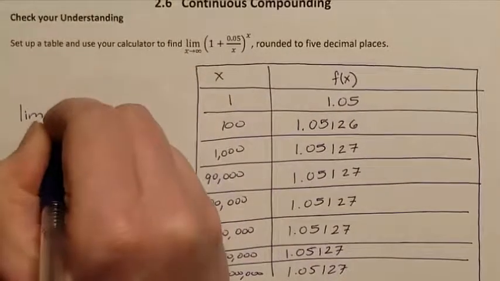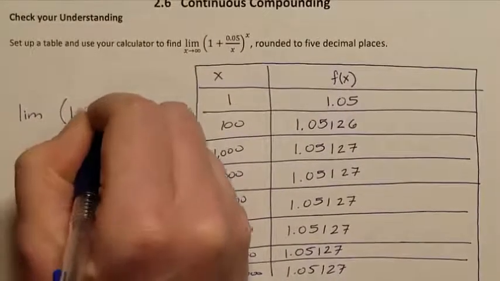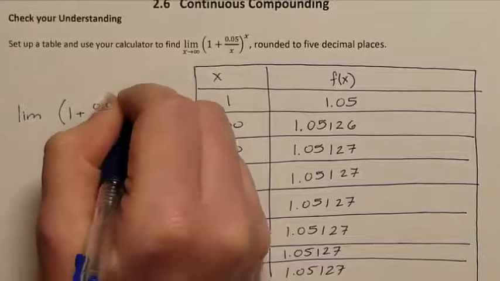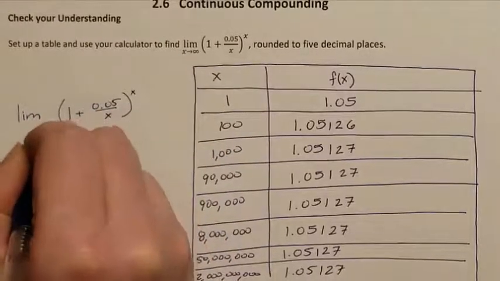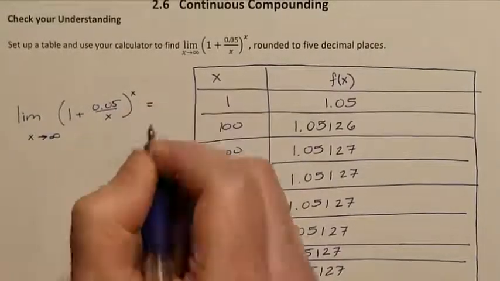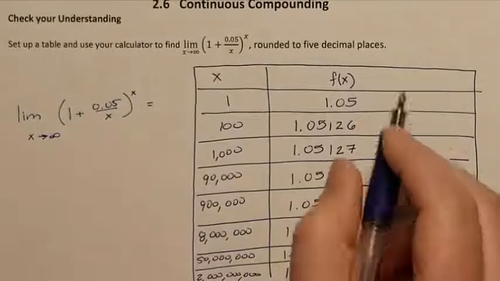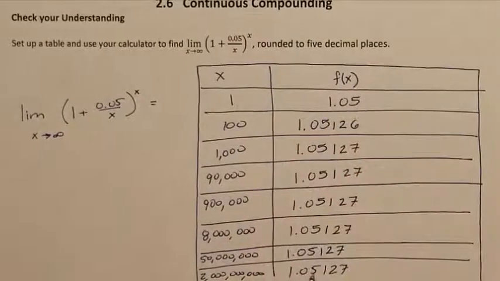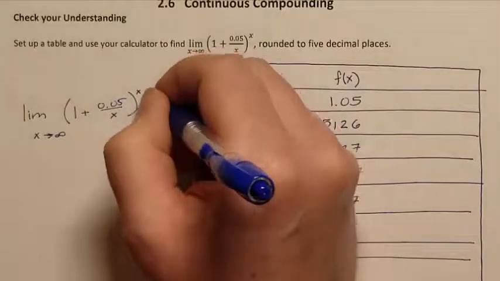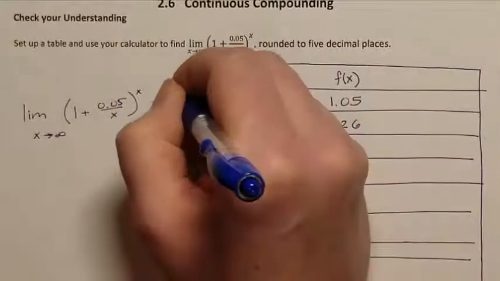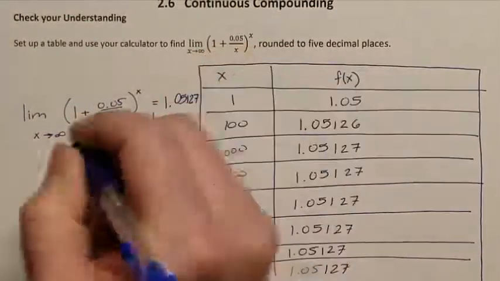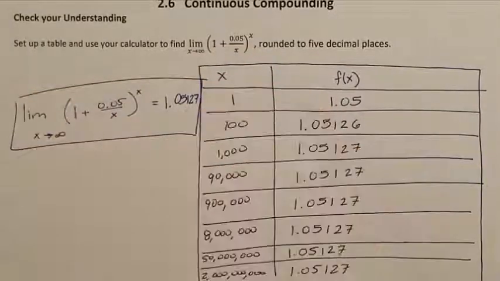So the limit of this answer right here, as our x's kept getting larger and larger, of course, to infinity, we kept getting this. It said 5 decimal places. 1, 2, 3, 4, 5. Just happened to be my calculator stopped it there. So 1.05127 is my answer for my limit.